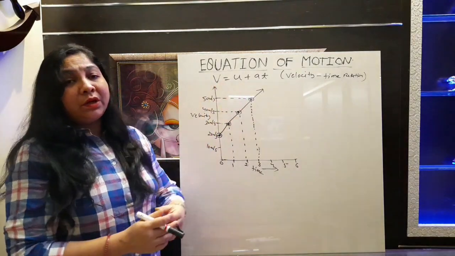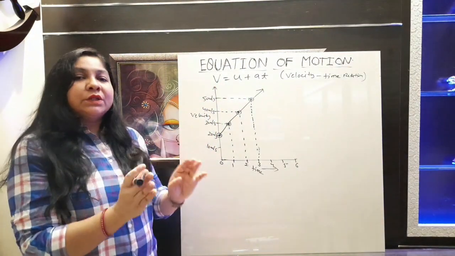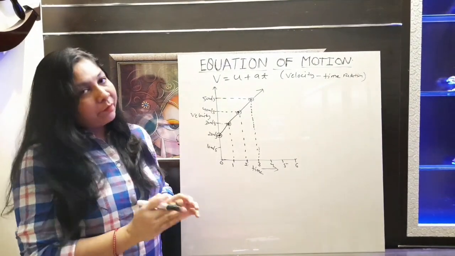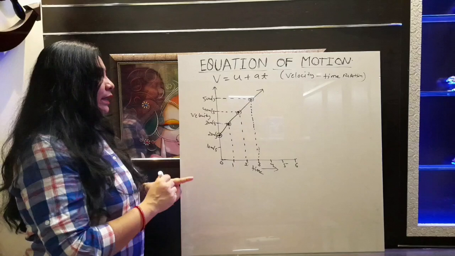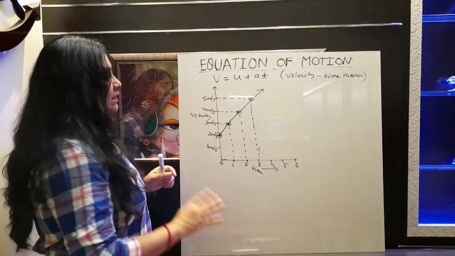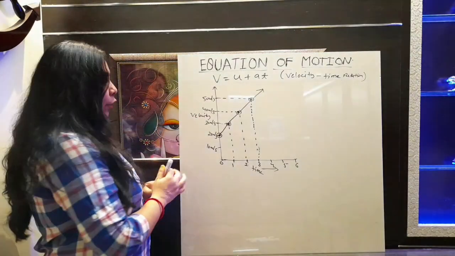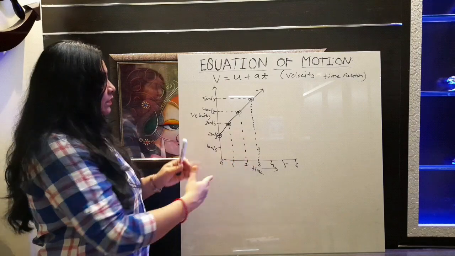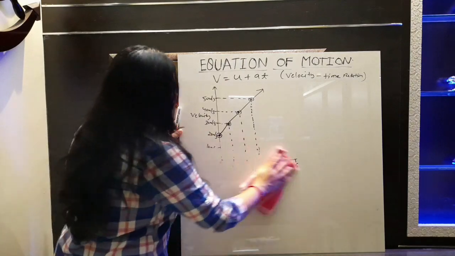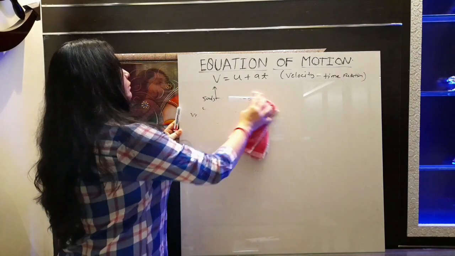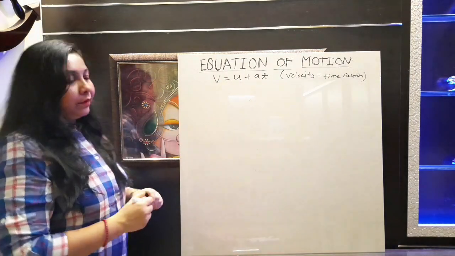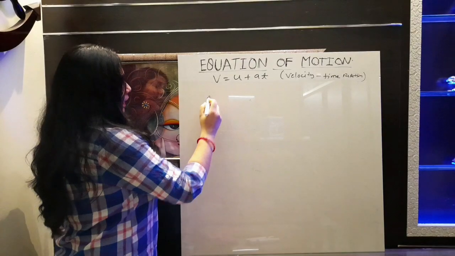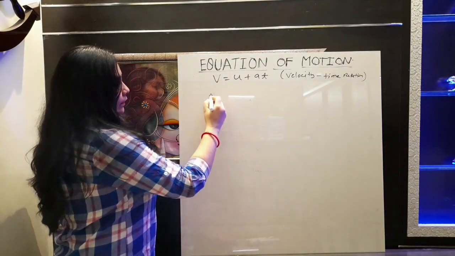That is V is equal to U plus AT. This is also named the first equation of motion. So I'm just rubbing this graph because it is not needed to derive this equation. I'll just make a simple graph here without mentioning these terms that I already wrote here. Okay, so I'll just make it clear. Got it? How we made this particular graph? So now I have a graph.